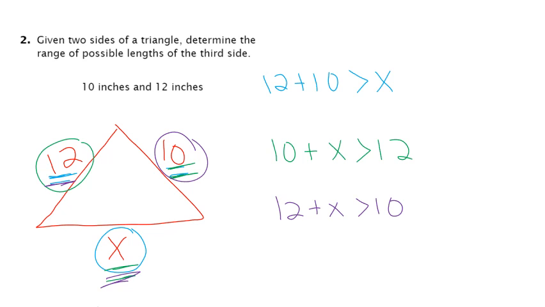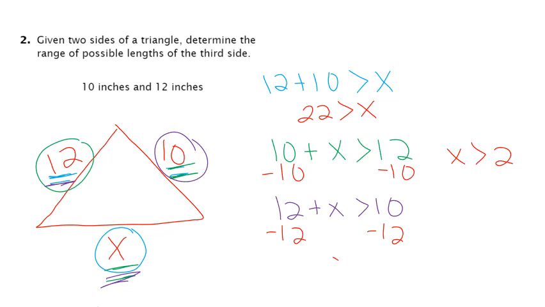So now if we go ahead and solve this out, we get 22 is greater than x. We get this one, when I subtract it and solve, x is greater than 2. And then this last one, we get x is greater than -2, but x is a length, so we can't have negative lengths anyways. We can't have -1 or 0, so I know this negative one, I'm going to throw out. So this is actually our inequality.